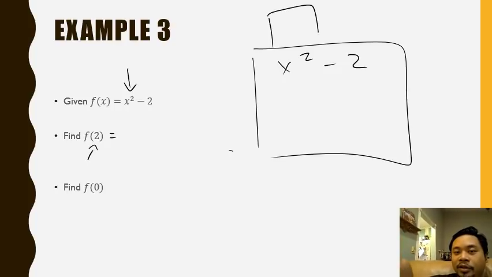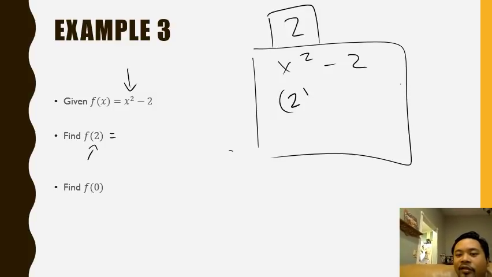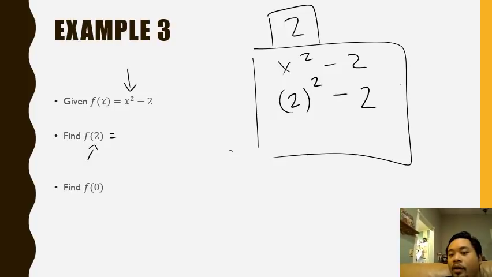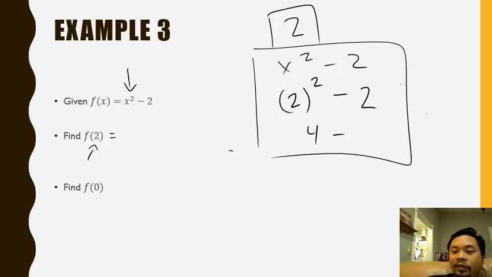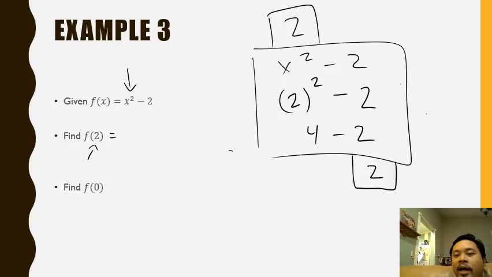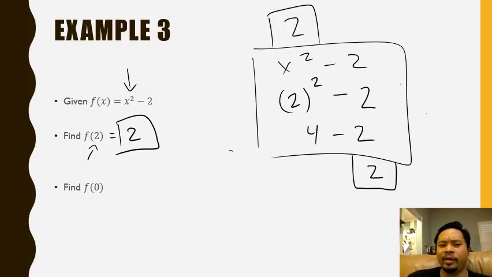So if I input 2 here, I'm replacing every x in my machine with a 2. So that x changes to a 2, that exponent stays there, minus 2. 2 squared is just 2 times 2, which is 4, and 4 minus 2 gives me my output, which is 2. So when I input 2, my output is 2. So that's just coincidence here. Don't think that that's always the case. Make sure you're plugging in your value here into your function machine.